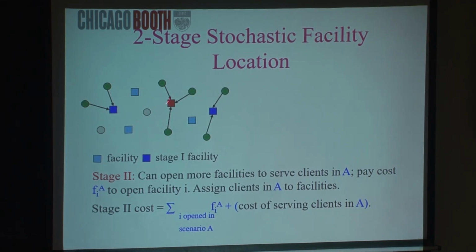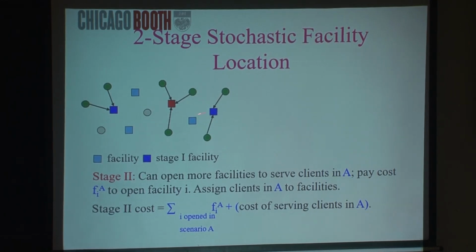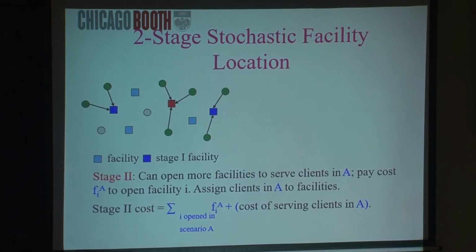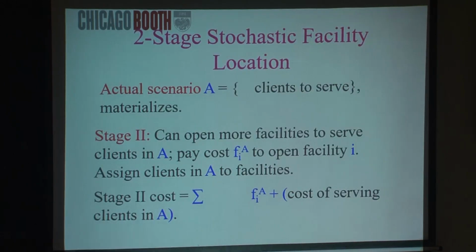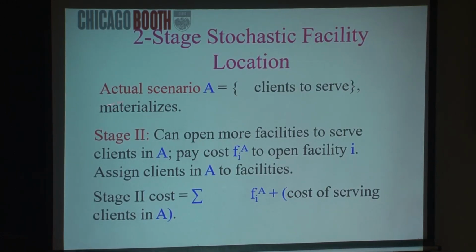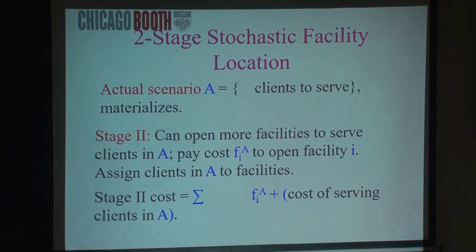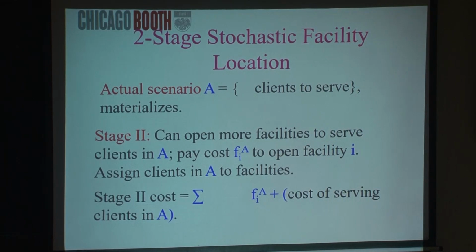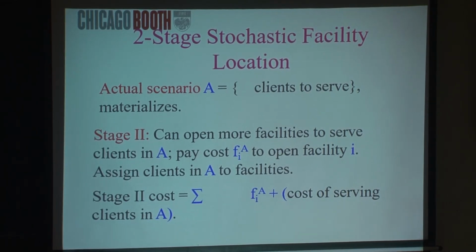Okay, so the stage 1 here is where you open up the facility, and then stage 2 might be some additional facilities you have to put in order to serve some of the clients that are not yet served. Okay, so the scenario here is represented by the clients that you actually have to serve. And as I said, you may open these additional facilities in order to serve those clients. And if you do so, you pay a cost to do that.